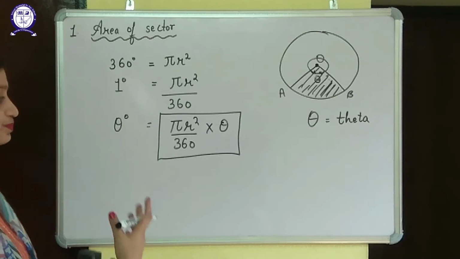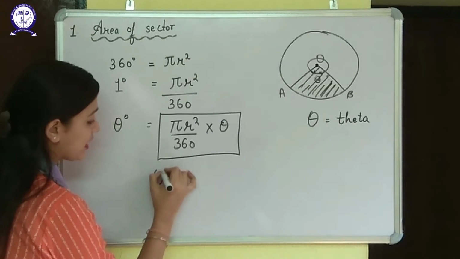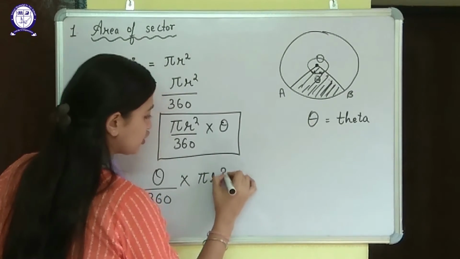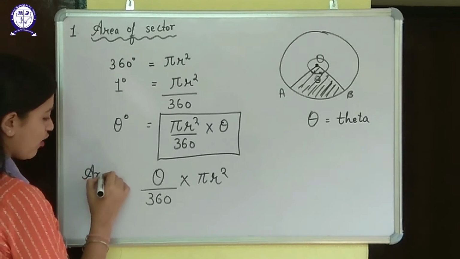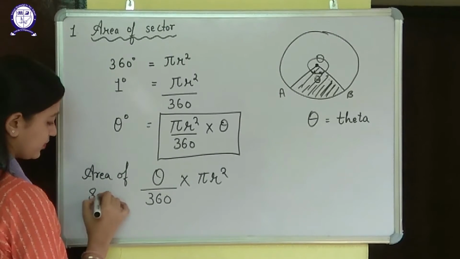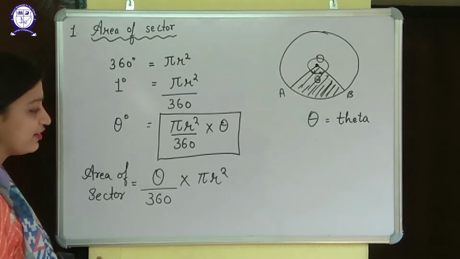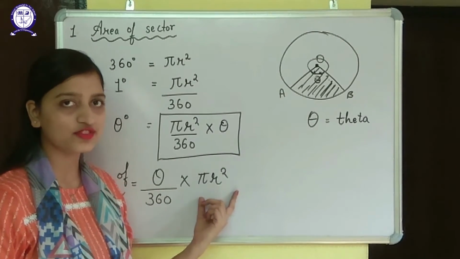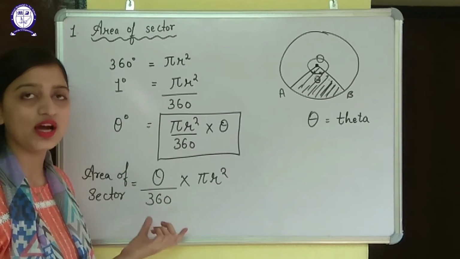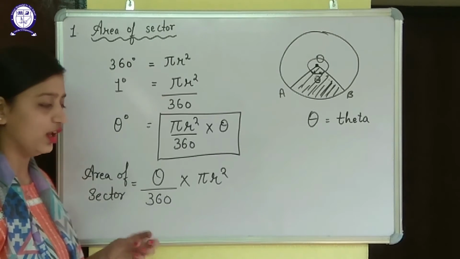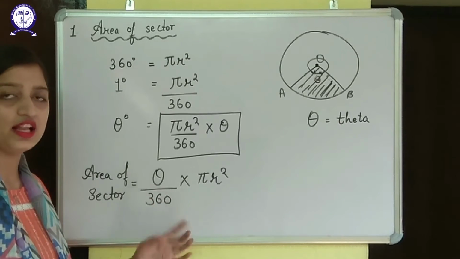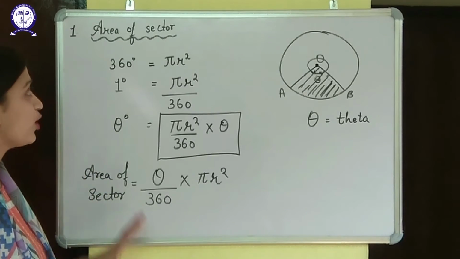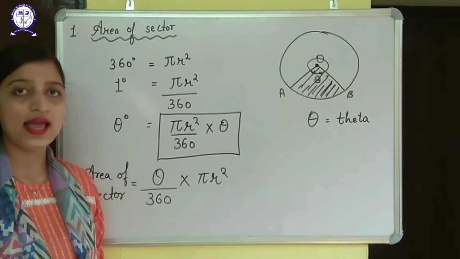You can change the pattern of this formula like this: theta upon 360 into pi r square. So this is the formula of area of sector. I have written it like this because in this way you can remember that pi r square is the area of circle and theta and 360 both are the degrees, that is measures of angle. So I am writing the measures of angle at one place into the area at the second place. So this is the formula of area of sector we will be using in the exercise.